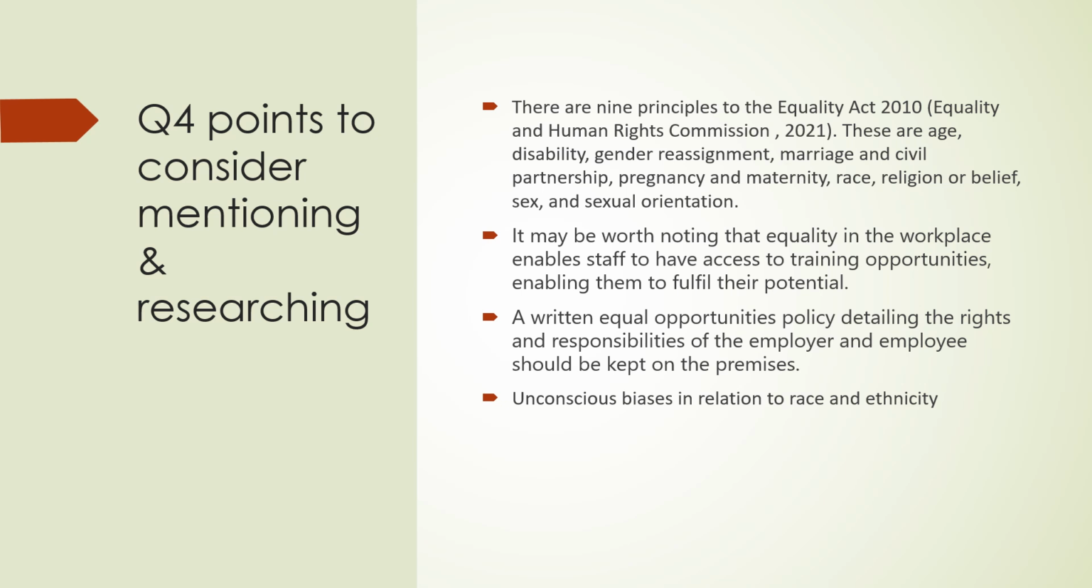There are 9 principles to the Equality Act. This is from the Equality and Human Rights Commission. The 9 principles within the Act itself are age, disability, gender and gender reassignment, marriage and civil partnership, pregnancy and maternity, race, religion or belief, sex and sexual orientation. So these are the 9 principles. You can obviously break down these 9 principles and talk about them a little bit more.